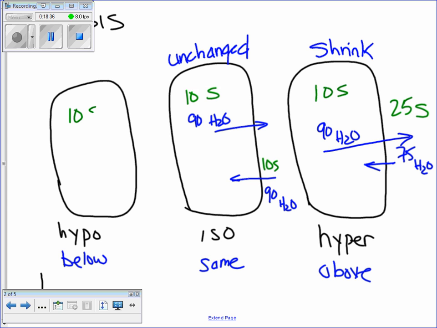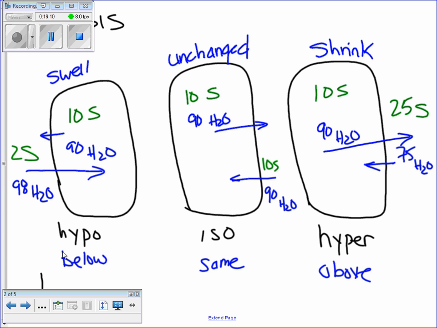Again, let's start with the same scenario, 10% solute and 90% water. So in this case, solute would have to be lower than 10. So just say it's 2% solute, and water is approximately 98%. In this case, water has a greater tendency to go in. More water is going to come in than is going to go out. Therefore, there's going to be a net gain. This cell is going to swell, expand.